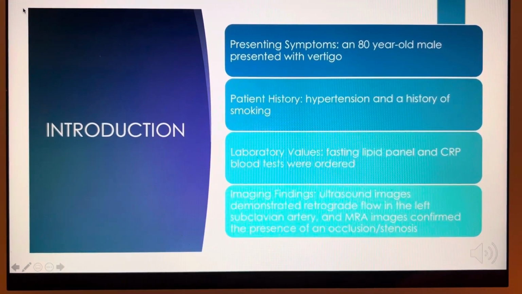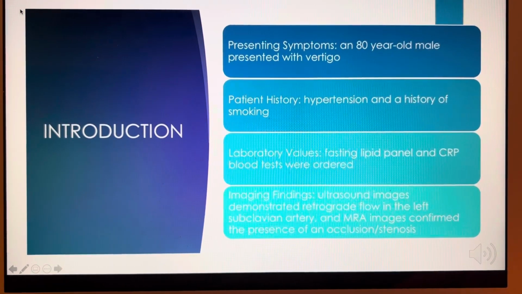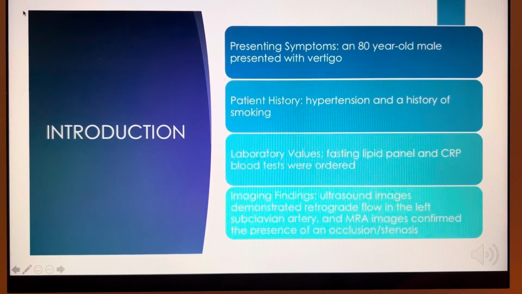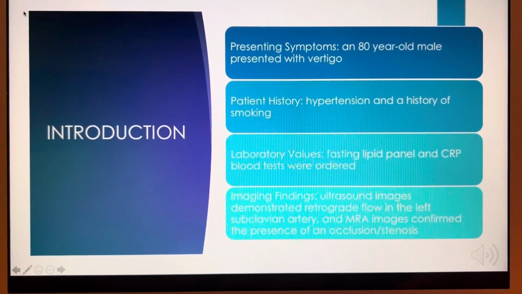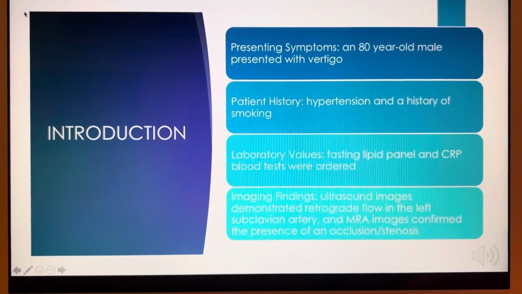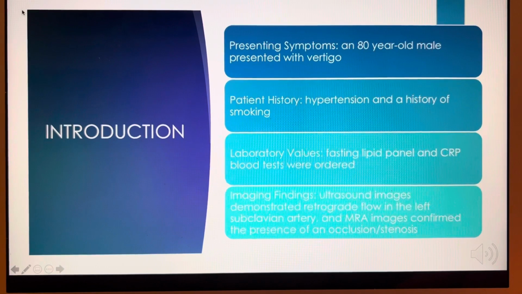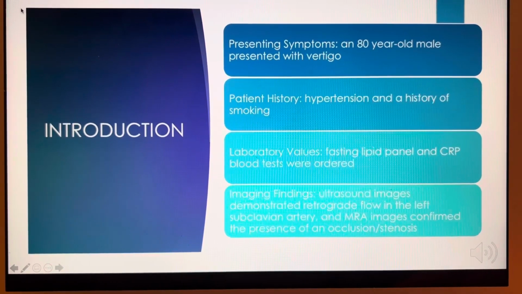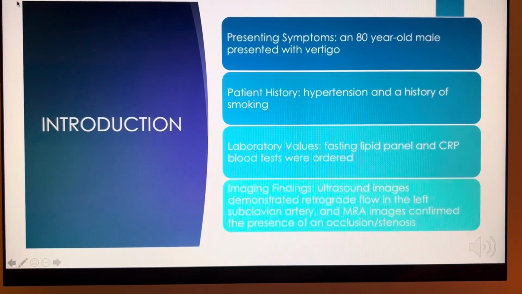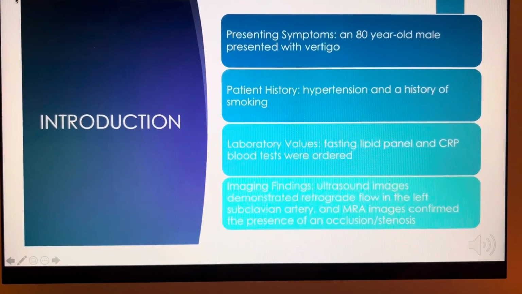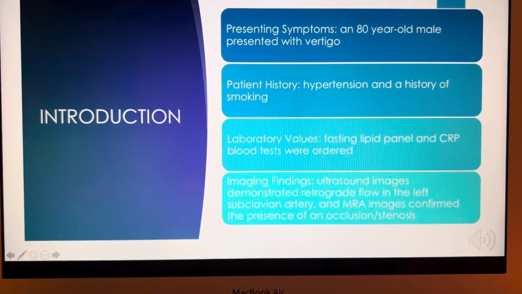The case study that I found was based on an 80-year-old male that presented with vertigo. He had a history of hypertension and smoking, and the labs that were drawn were a fasting lipid panel and CRP. The CRP evaluates inflammation in the arteries, and the imaging that was performed was an ultrasound and an MRA. Ultrasound images demonstrated retrograde flow in the left subclavian artery, and MRA images confirmed the presence of a clot or an occlusion.